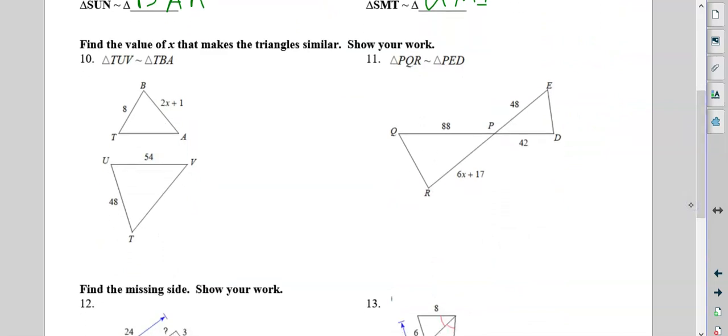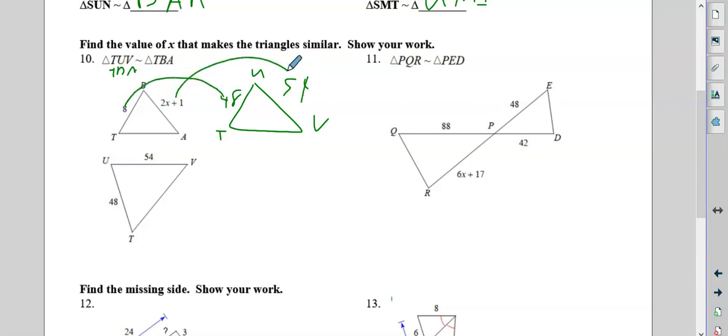Number 10, I'm going to flip this around because notice how it says TUV, TBA. So I'm going to have the TUV lined up just like TBA. TUV. And then put the numbers. So TU is 48 and TV is 54. That way I can see that this and this are lined up, and this and this are lined up.